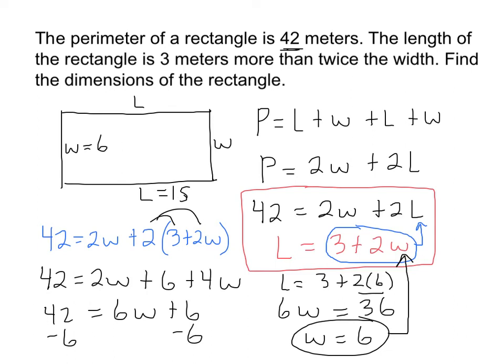Now, we need to check it. We know our perimeter is supposed to be 42 meters, right? So this length's also 15 and this width's also 6. So let's add them up. All right, we're saying if we went on a walk starting right here, our perimeter would be 6 plus 15, which is 21, plus 6 more, which is 27, plus 15 more, which does equal 42, doesn't it? And so we got the right answer. Okay, the perimeter does equal 42 when you have these dimensions.